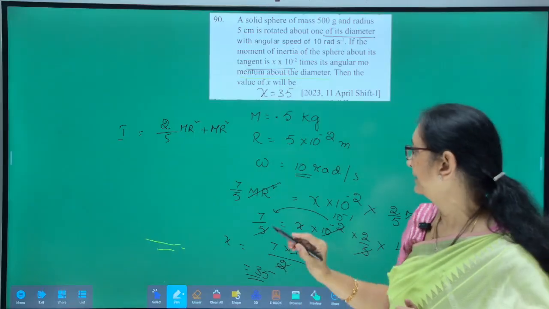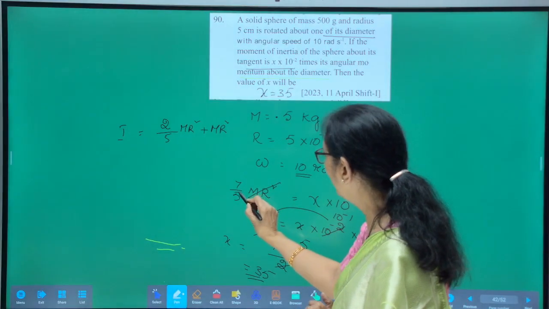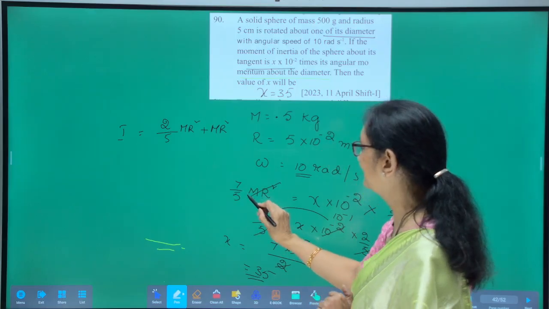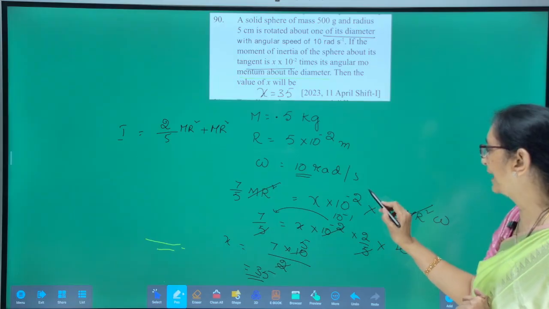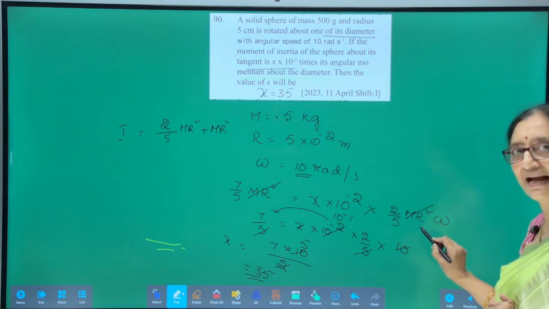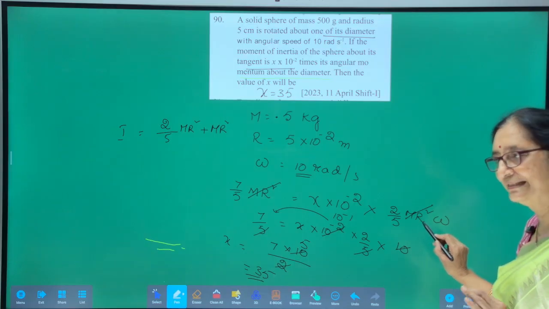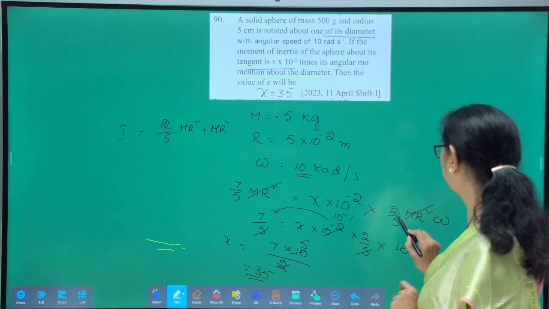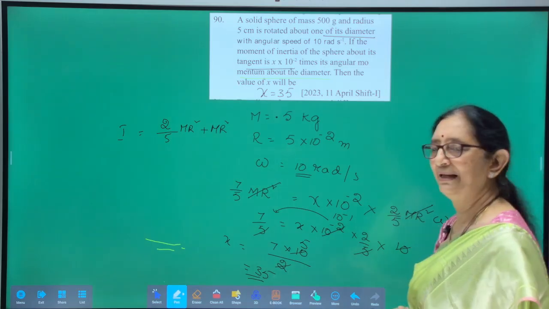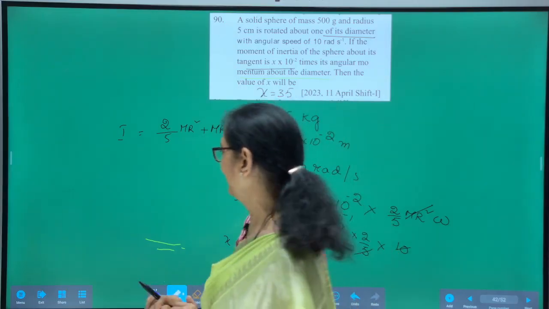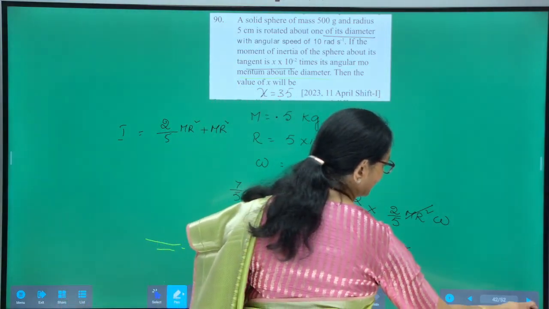So, here the key is moment of inertia about the tangential axis, 7 by 5 mr square, is x into 10 power minus 2 times its angular momentum about the diameter. So, about the diameter, moment of inertia is 2 by 5 mr square into omega, that is all. Go to the next problem.